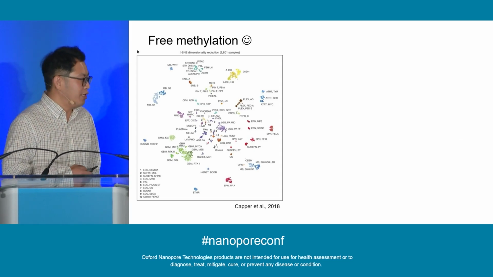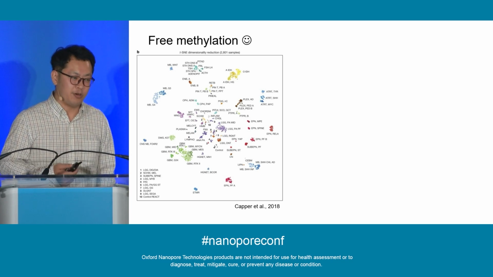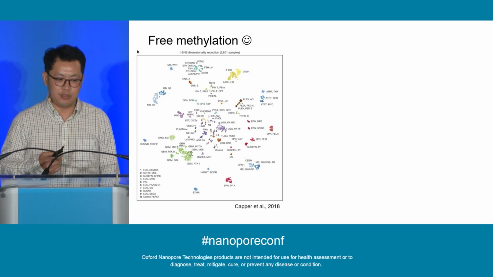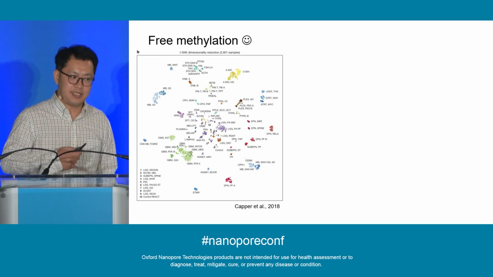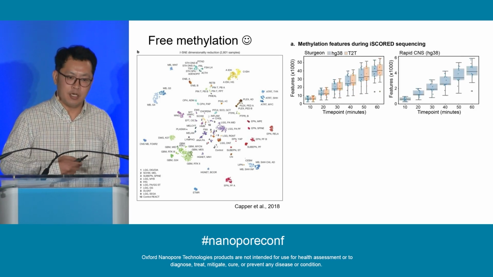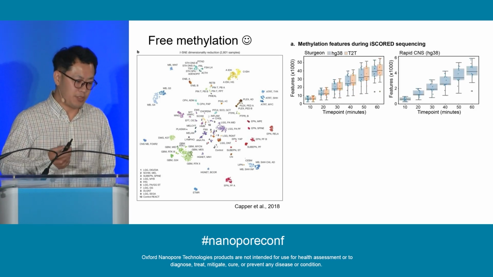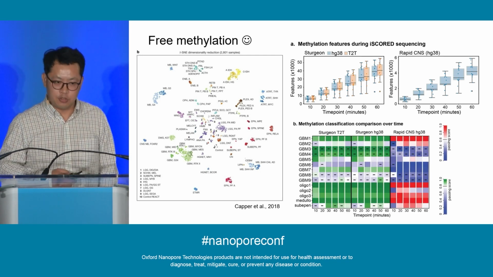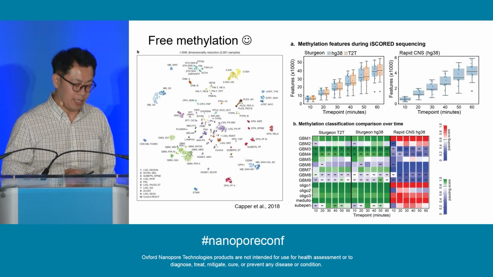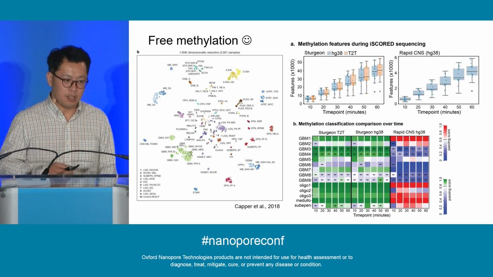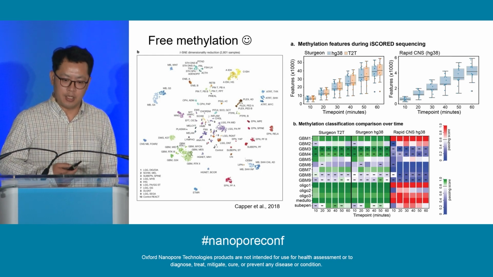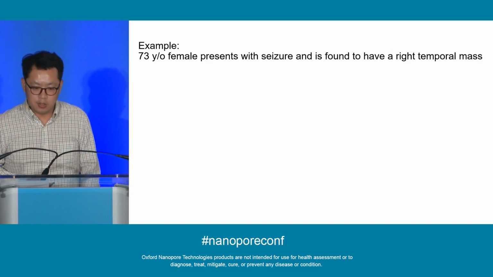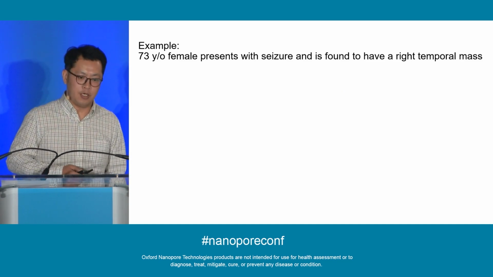Going back to the methylation: we get the methylation data at the same time, so we are able to compare our methylation data to the existing atlas. We compared a few references, like Replixians or Sturgeon. We found that Sturgeon is better than the other one, so we decided to use Sturgeon to help with our methylation classification.